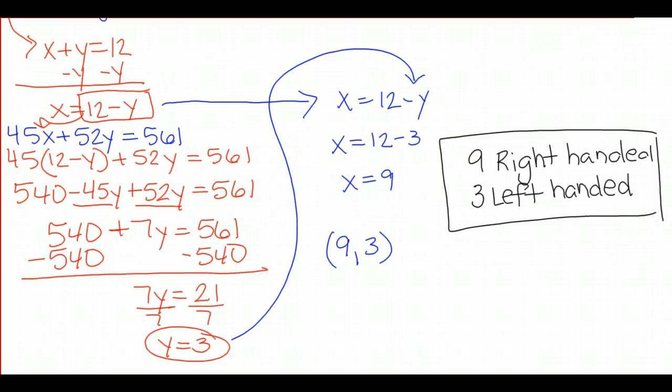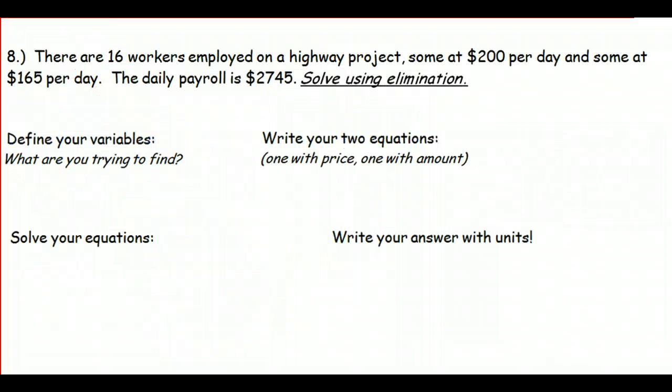Alright, let's go ahead on to the next example, and hopefully our screen won't bounce around on us again. Okay, number 8. There are 16 workers employed on a highway project, some at $200 a day and some at $165 a day. The daily payroll is $2,745. We're going to solve this system using elimination.